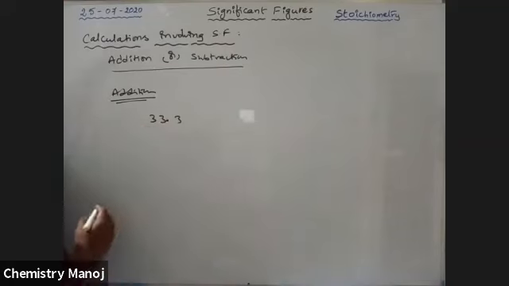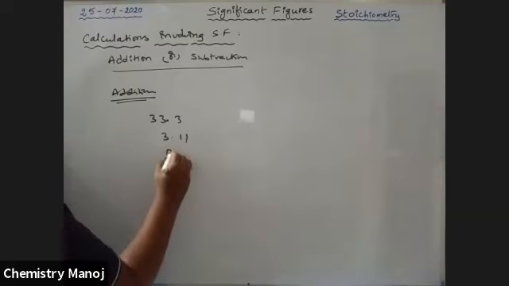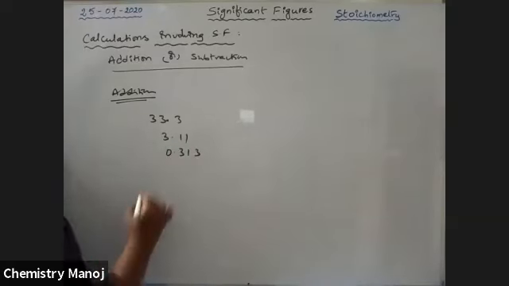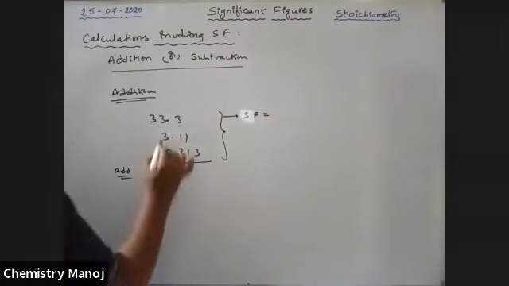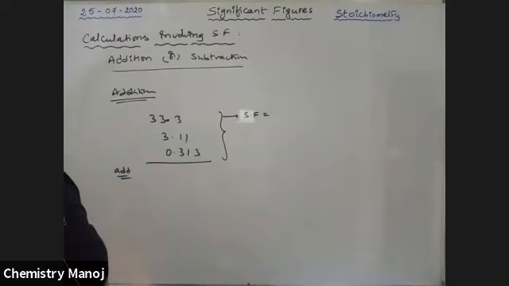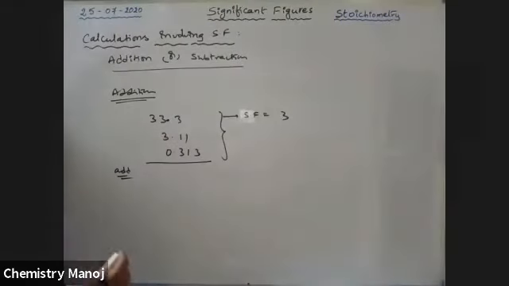So I'm trying to add 33.3, 3.11, and 0.313, and finally give the correct value. How to give the correct value? First of all, add these values, boys. Before adding, write the significant figures for each value. For 33.3, the significant figure count is 3. Next.